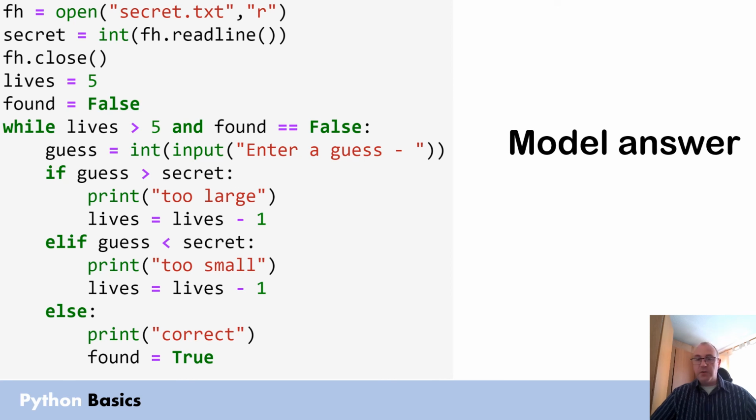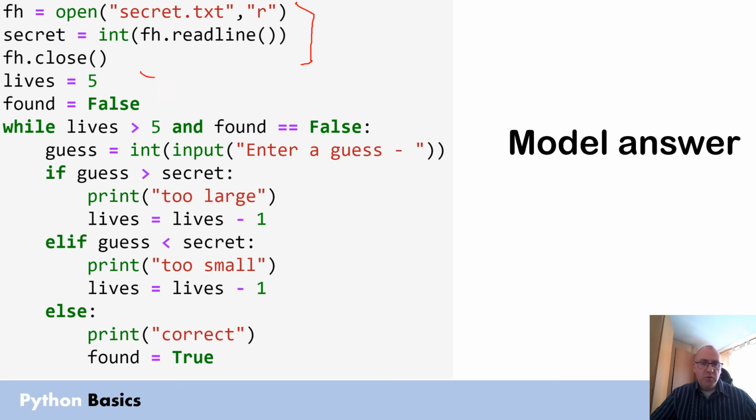Okay, so here's the model answer. So the first 3 lines of code are simply reading the secret number in. Now, because we only have one secret number, we only have to do this once, one read line. So that's the reason why this is not inside the loop at all. If you put it inside the loop, you're going to get a weird answer, or potentially it might work, but you'll be a bit more inefficient. But that's the correct way of doing it.